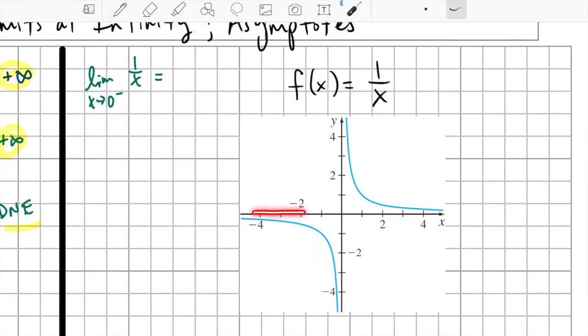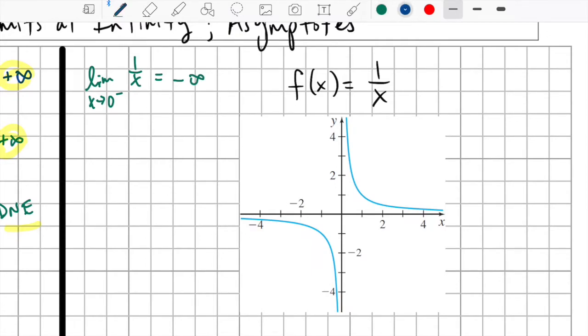As x approaches 0 from the left, my graph is decreasing without bound. Again, as x approaches 0 from the left, my graph is going in the negative direction. It is decreasing without bound. So we say that it's going towards negative infinity.